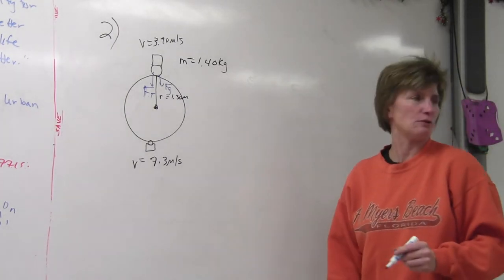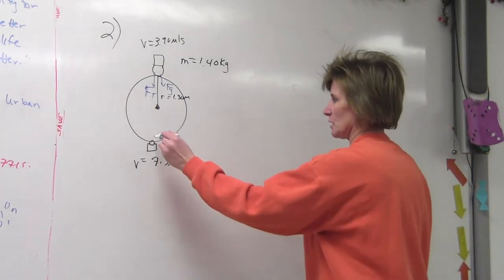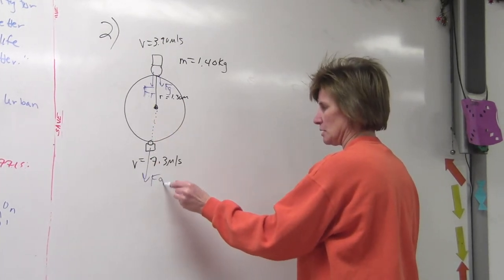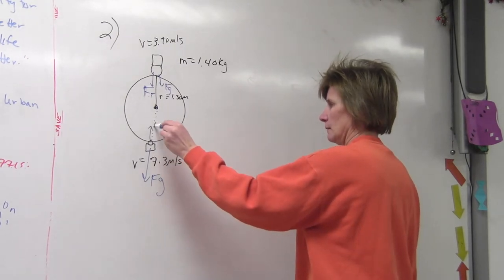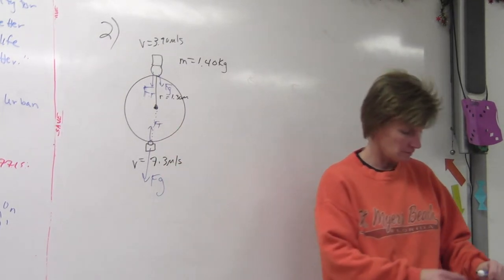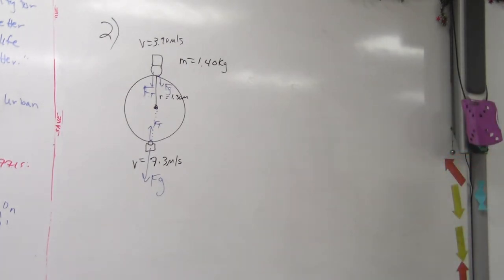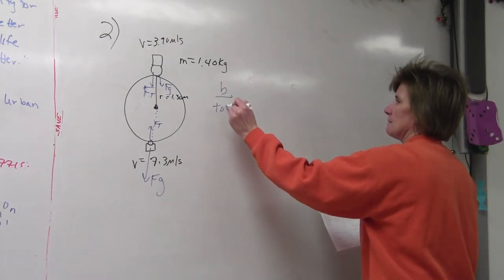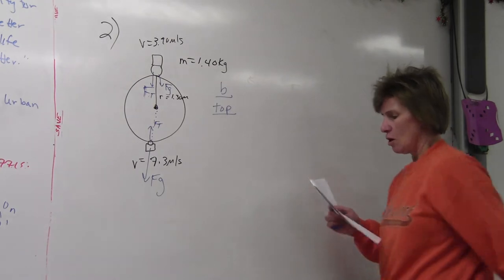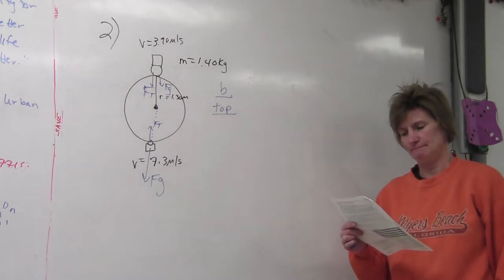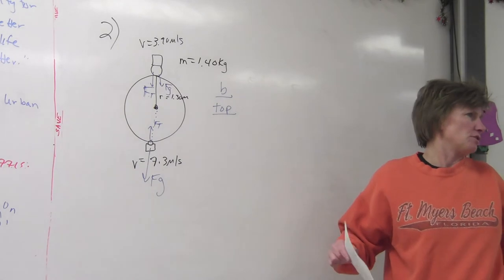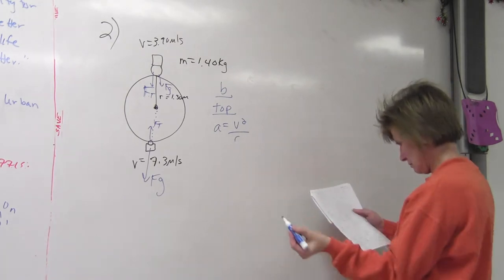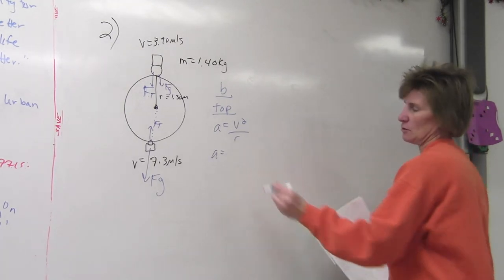At the bottom, what do we have going on? So we're going to say that this bucket's hooked up to this, right? Force of gravity is going down, tension is going up. Okay, so at the top, I'm looking here. What is my net? By the way, it asked for the acceleration first. Can we figure out acceleration right away? Acceleration is v squared over r, right? So I can figure out acceleration without doing anything else, right? Yeah.